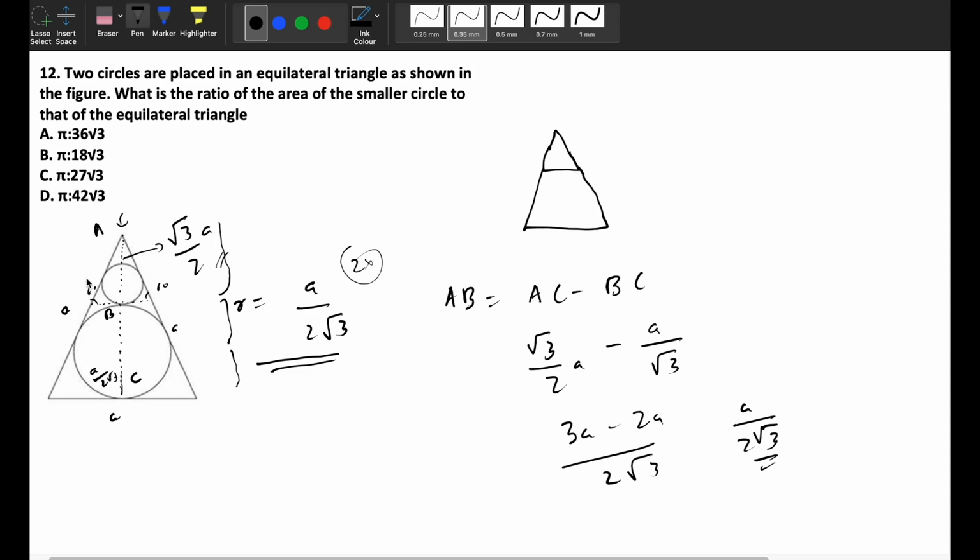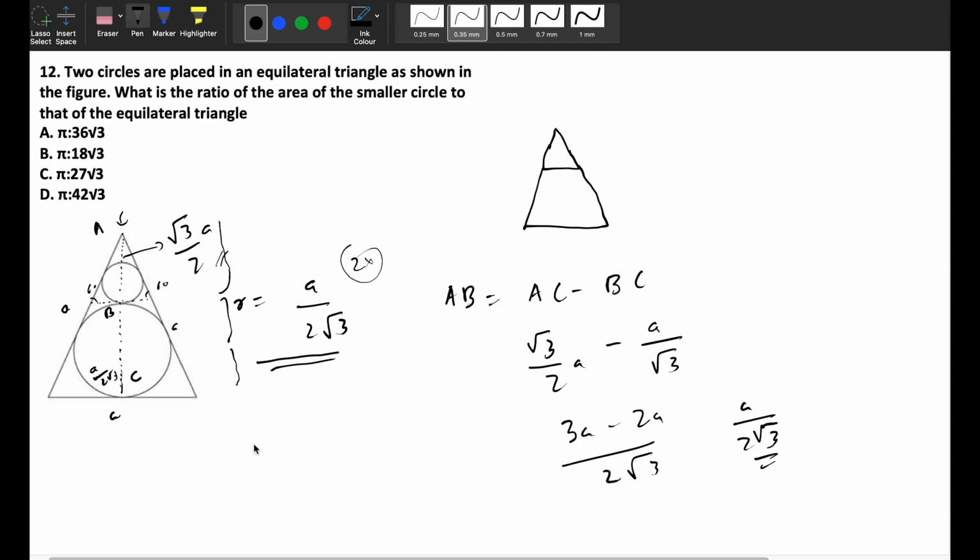So both these triangles are equilateral triangles, which means they are similar. So therefore this 1/3 ratio will remain same for every aspect of each of these equilateral triangles, which means the radius of incircle of the bigger equilateral triangle was A by 2 root 3. Therefore, the radius of the incircle of smaller equilateral triangle will be A by 2 root 3 into 1/3, that is A by 6 root 3. So now all you have to find is the area of smaller circle and the equilateral triangle.